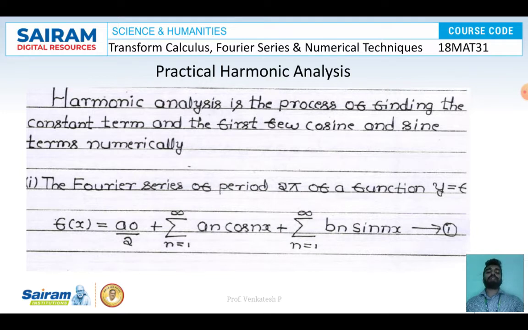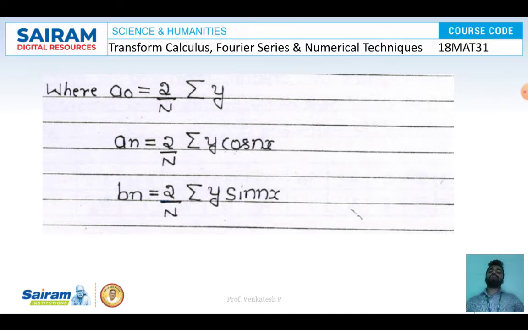The first concept is the Fourier series of period 2 pi of a function y is equal to f of x. The formula is f of x is equal to a naught by 2 plus summation n from 1 to infinity a n cos nx plus summation n from 1 to infinity b n sin nx. Here, to find the value of a naught, the formula is 2 by n summation y, the a n formula is 2 by n summation y cos nx, and the bn formula is 2 by n summation y sin nx.